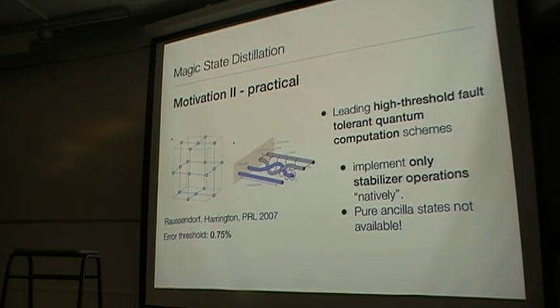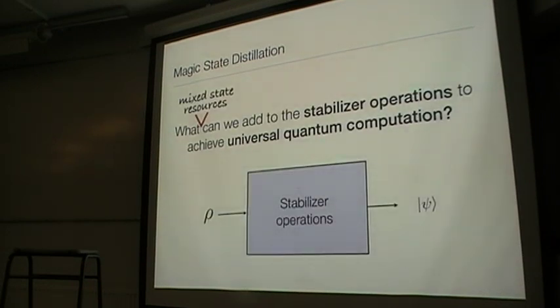So we have these models with very high thresholds, so that Rausendorf model has an estimated threshold of around 0.75% error. They have very high thresholds, but natively they can only achieve stabilizer operations. And so they also need this extra ingredient to achieve quantum universality. But because these are fault-tolerant models of computation, they need to be executed in the context of noisy systems. We're trying to realize quantum computation with noisy systems, so we can't imagine that we can perfectly prepare pure non-stabilizer states. So we then have to modify our question slightly and ask what mixed state resources can we add to the stabilizer operations to achieve universal quantum computation.